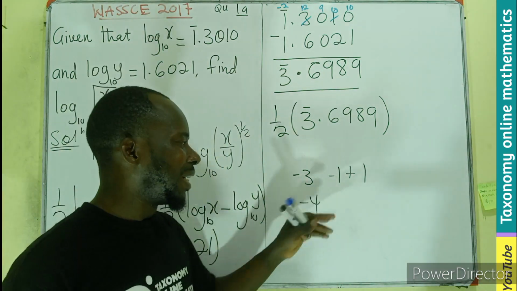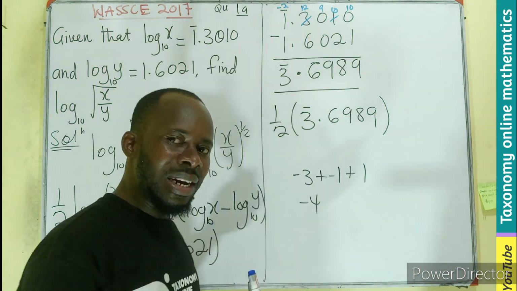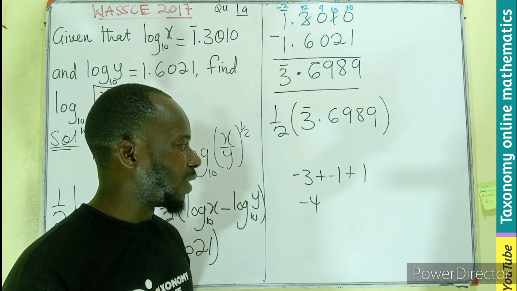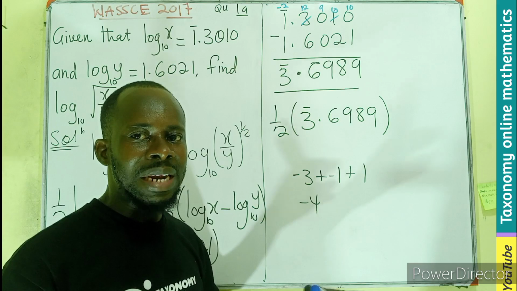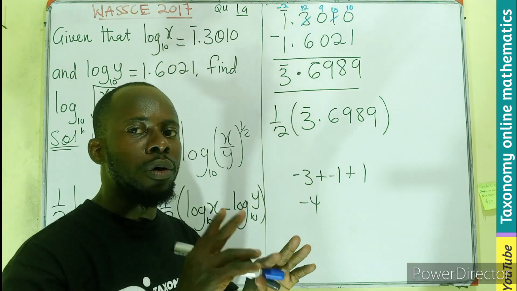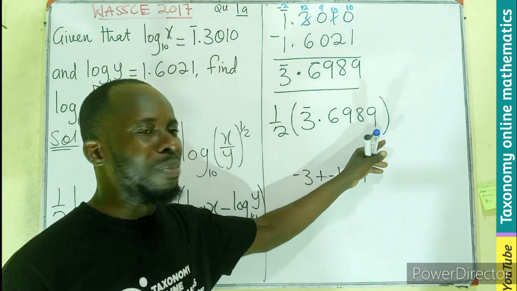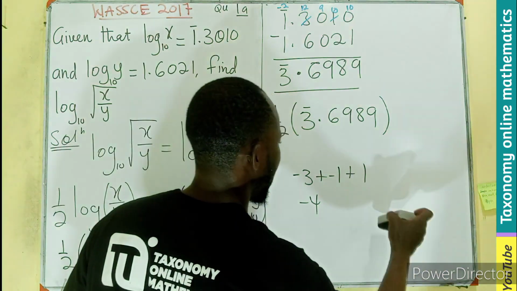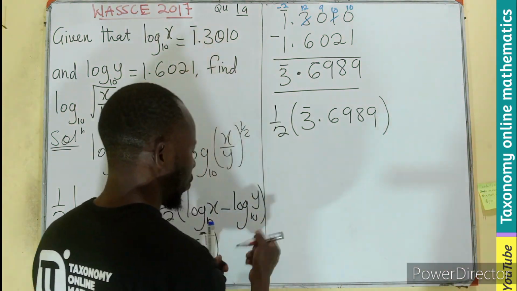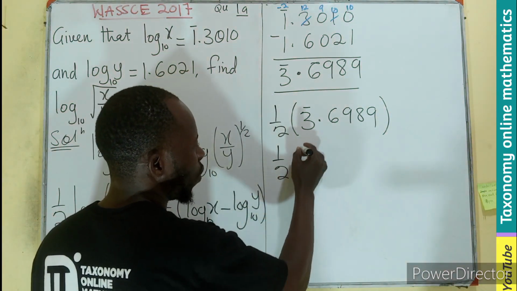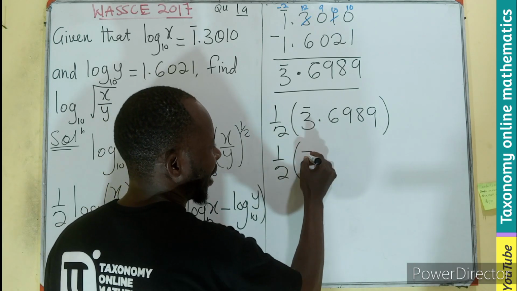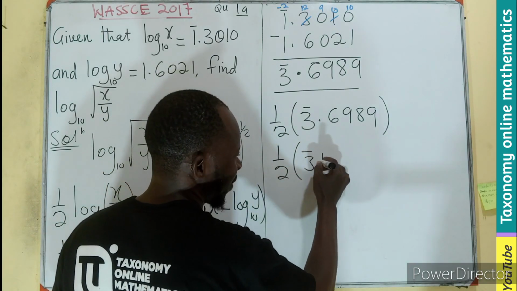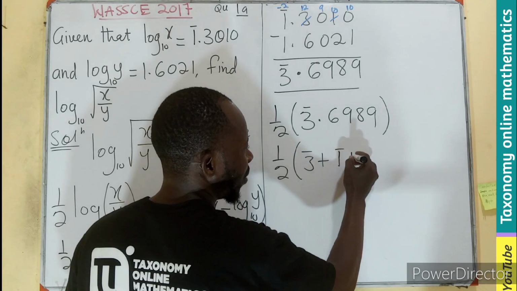Meaning I am adding a negative 1 and I'm also adding 1. So negative 1 plus 1 gives us 0. So I have not altered the value in the bracket. So this is going to be, we still have a 1 over 2 multiplying by 3 plus 1 plus 1.